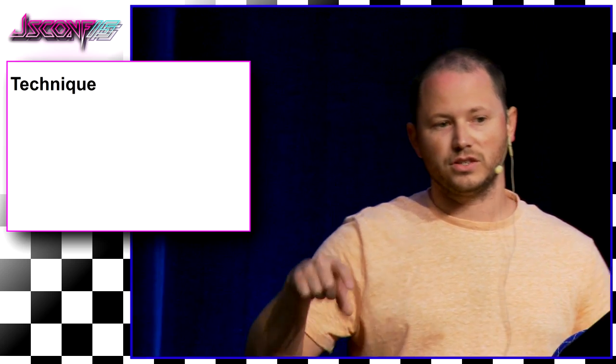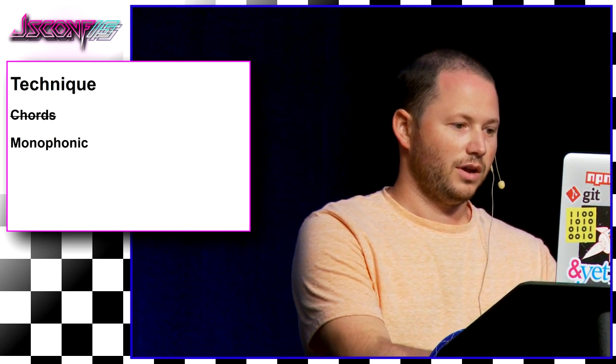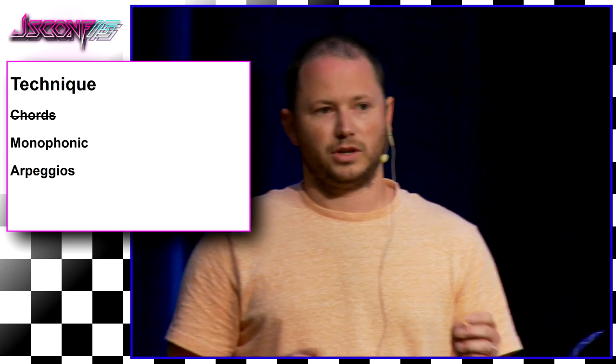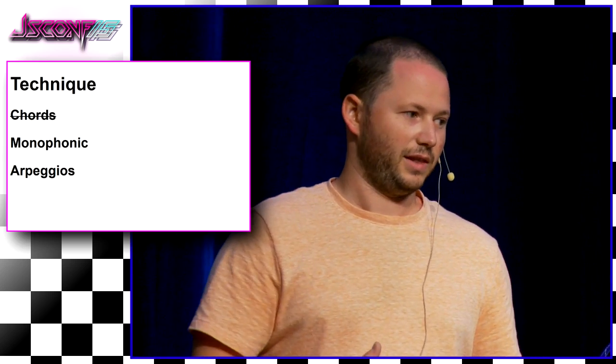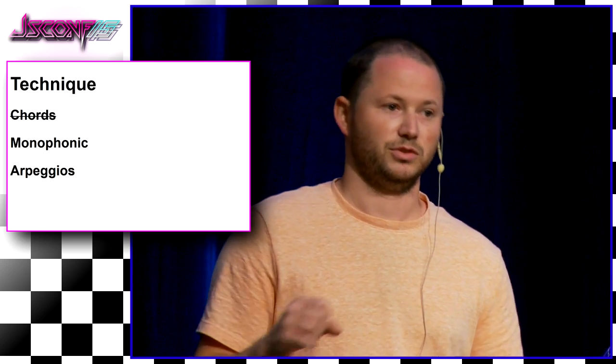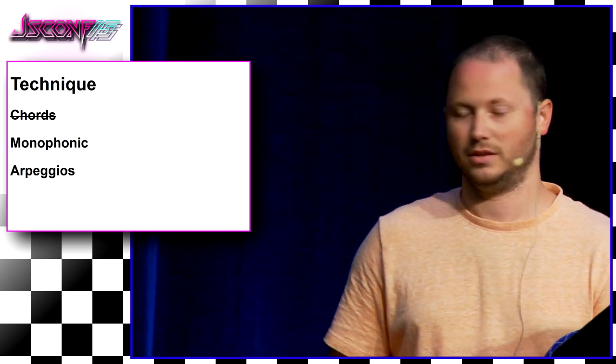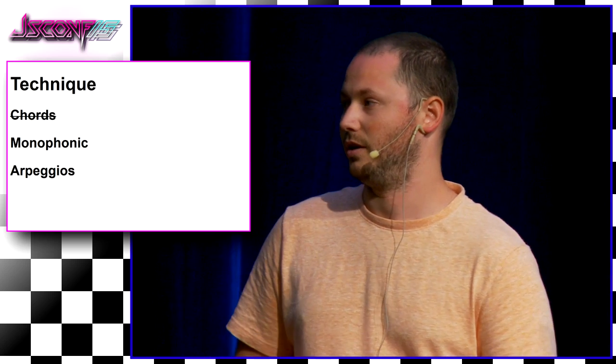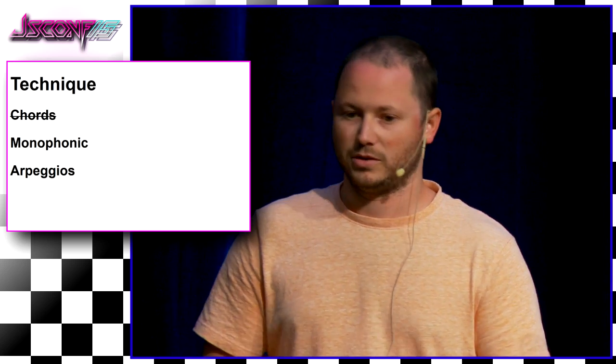Okay, so techniques. All the channels on here are monophonic, so you can only play one note at a time. You can't make chords. So what composers of the 80s would do is fake it. They would make arpeggios and speed them up super fast, like increase the timing of the notes, or speed the tempo up.